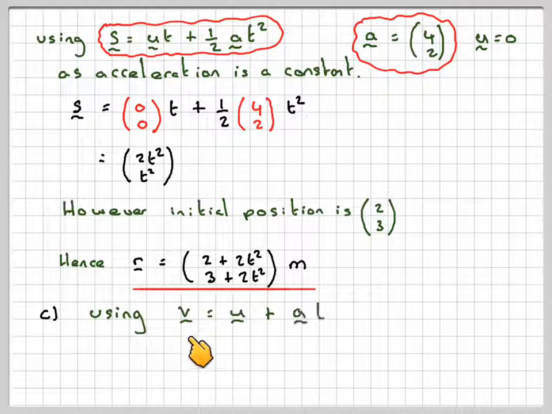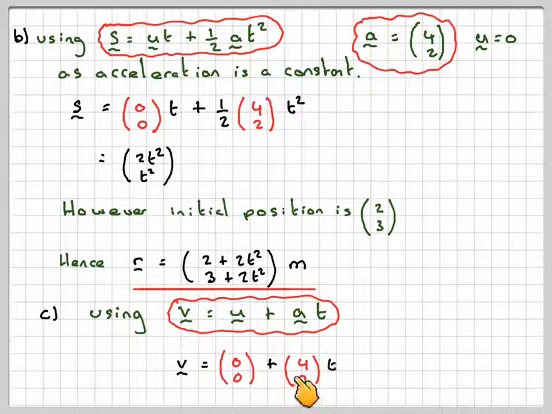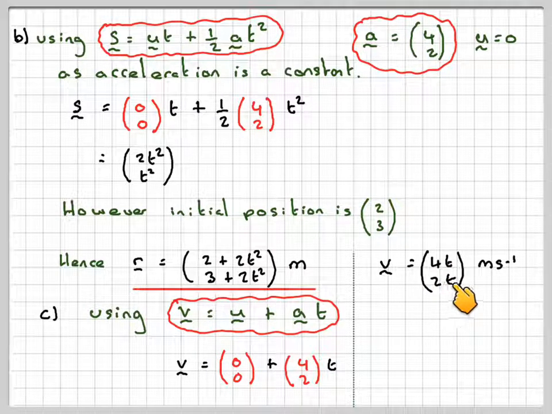Right, so using v is equal to u plus at, again we can use that because the acceleration is a constant, otherwise we have to differentiate. Then we know that v, the initial velocity is 0 plus a, which is 4, 2, t, which gives me that the velocity vector is 4t, 2t meters per second. We knew the initial velocity is 0, so we don't need to add anything in.